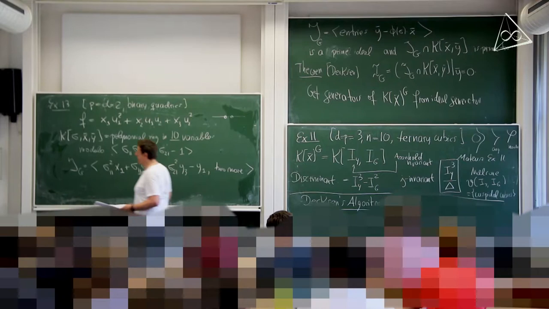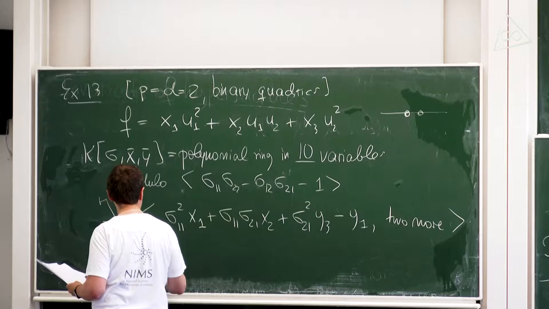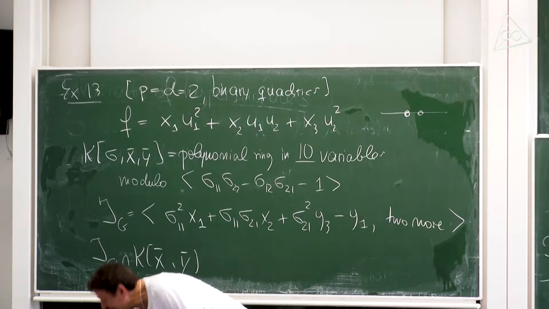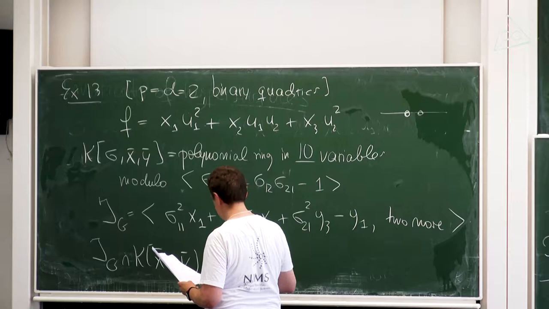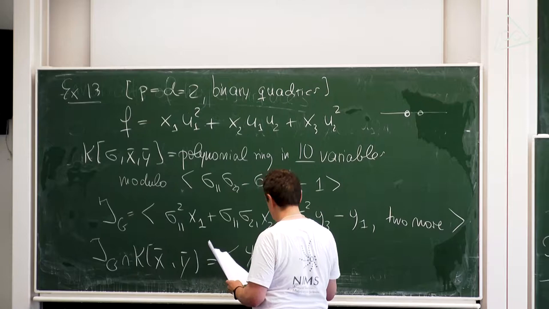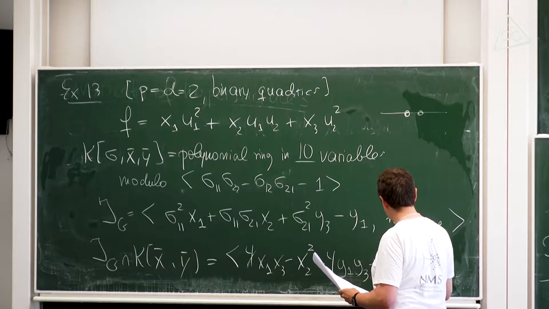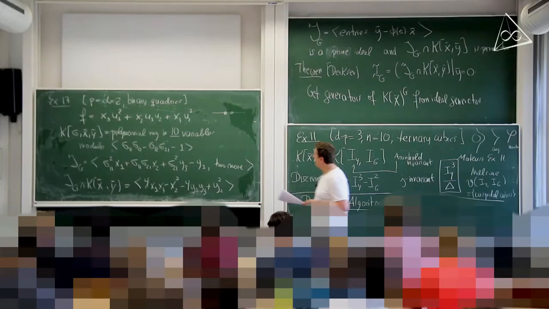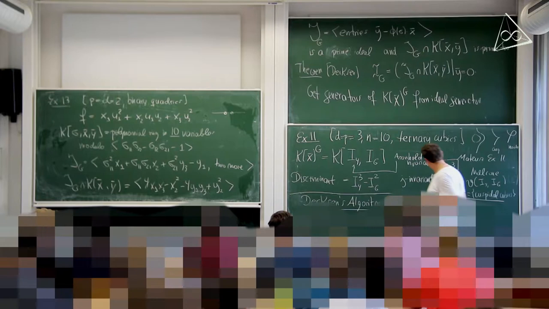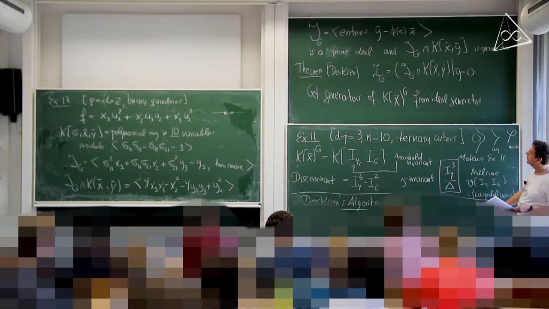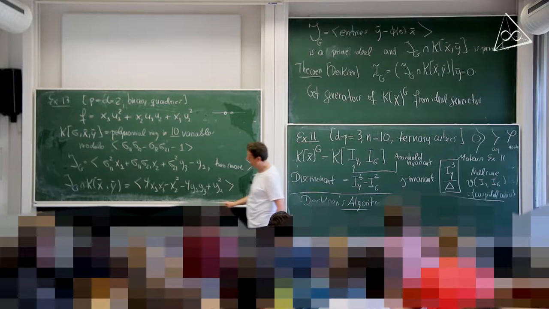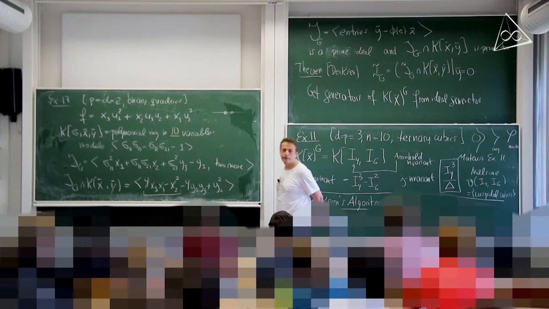So now you do this. J_G intersected with K[x,y], the polynomial subring in six unknowns. And we find this is a principal prime ideal generated by 4 x1 x3 minus x2 squared minus 4 y1 y3 plus y2 squared. Now we apply the theorem, right? The theorem says all you need to do now is set the y variables to zero. So what's left is this polynomial, and this generates I_G, the null cone ideal.